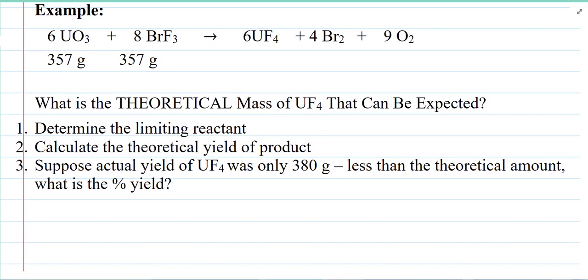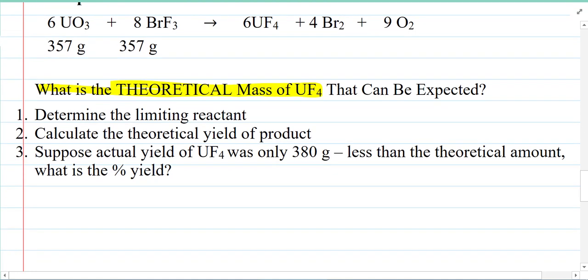Uranium-6 oxide, UO3, which do not play with that at home, plus bromine trifluoride. Again, we're not playing with this at home. Don't do this. Goes to uranium-4 fluoride, bromine, and oxygen gas. The question is, what is the theoretical yield or theoretical mass of UF4 that can be expected? So, of course, it tells you to determine the limiting reactant and calculate the theoretical yield. You have to do step 1 to do step 2.